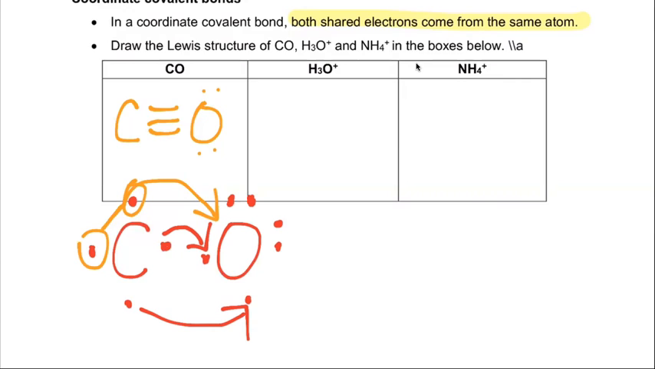Now, for the other 2, these other 2 are polyatomic ions. The first one's a hydronium ion. The other one is the ammonium ion. We see these a lot when we're dealing with acids and bases. When we get to our section on acids and bases, we're going to see these pop up a lot.